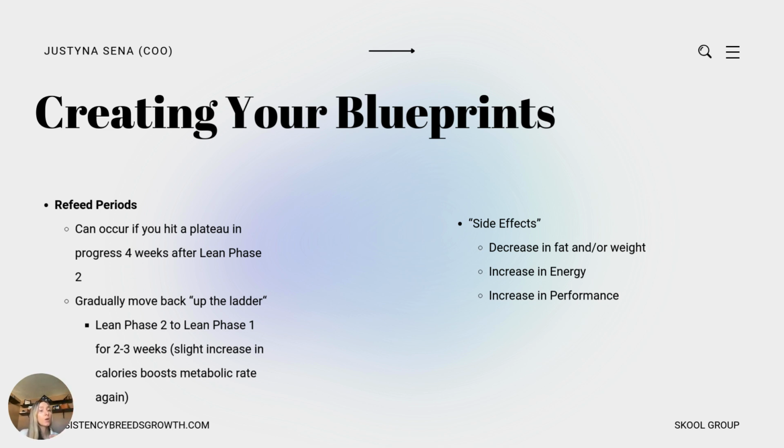If you hit a plateau during lean phase 2, that's okay. We're just going to go back up to lean phase 1. So that's going back up the ladder. If you hit a plateau in lean phase 1, you go back down to lean phase 2, and if still nothing's happening in progress, you're going all the way back up to the metabolic boost, okay? These slight increases in calories will, again, boost your metabolism. So that should still allow us to see a decrease in body fat, a decrease in weight, an increase in energy, and an increase in performance. And that is exactly how you create your blueprints.